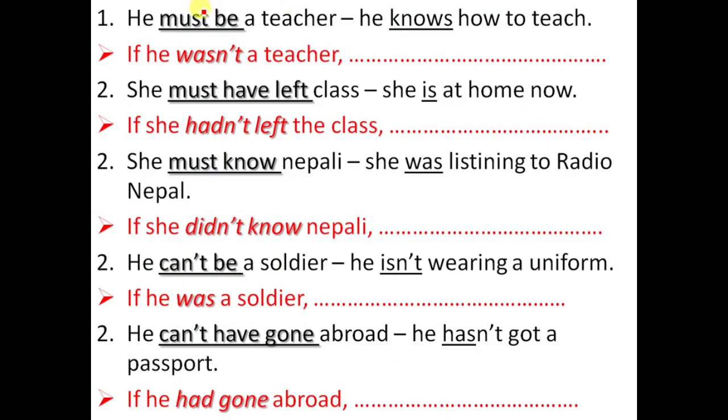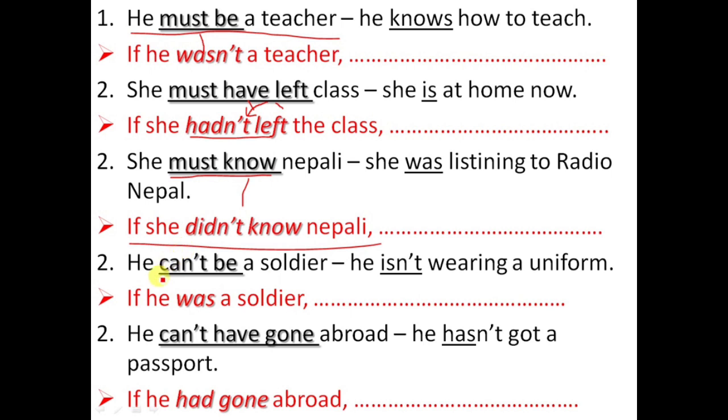Let's see, for example, he must be a teacher. Here must be, and you know we have to change it into was not, so if he was not a teacher. Similarly, she must have left the class. See here, must have plus V3, and it should be changed into had not plus V3. So if she had not left the class. Similarly, she must know Nepali. See here, must plus V1, it should be changed into did not plus V1. So if she didn't know Nepali.